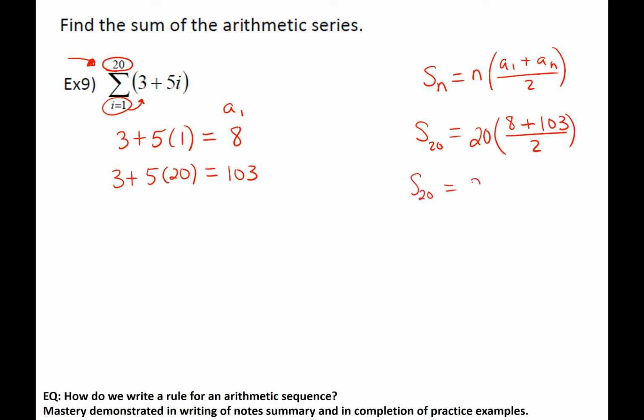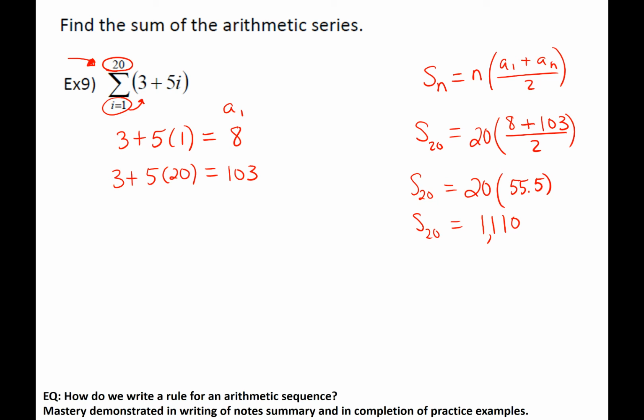So let's do it. I have 20 times. Here's where a calculator would be definitely handy. That's going to be 111 divided by 2. So that's 55.5. And then we're going to multiply that by 20, which I didn't do in my calculator. 55.5 times 20. I should have been able to do that one in my head. Sorry about that. There you go. 1,110.